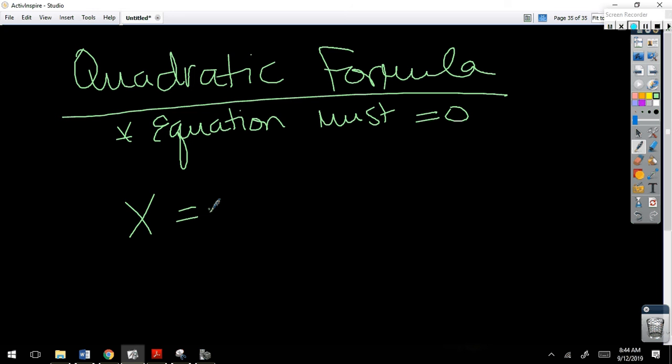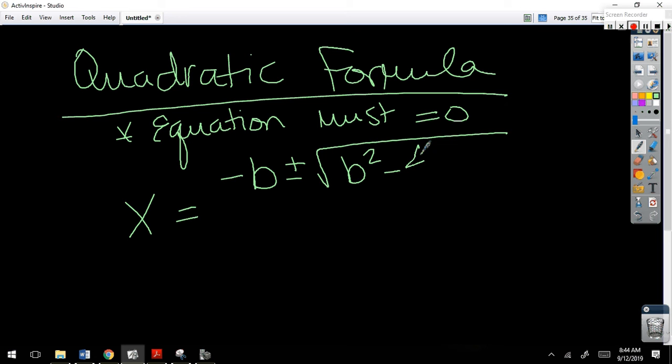So here we go. Again, it's opposite b, not negative b, because if b starts out negative, you'll make it what? Good job. Opposite b, plus or minus the square root of b squared. Anybody know what else is under the radical? Do you remember? 4ac. Here's your 2a. All over 2a. Be very careful because the entire fraction is over 2a. It's not just the radical part.